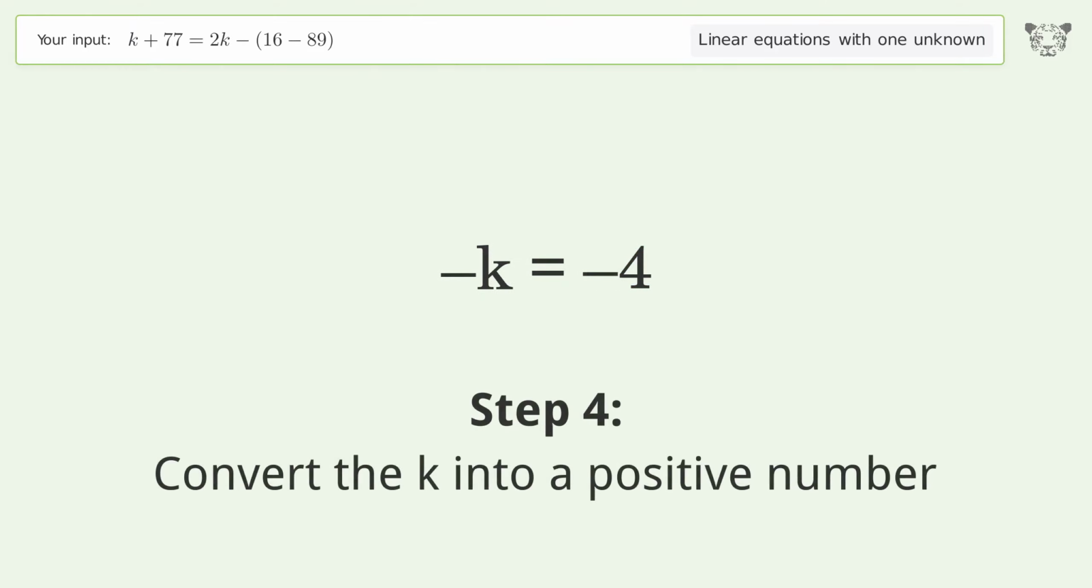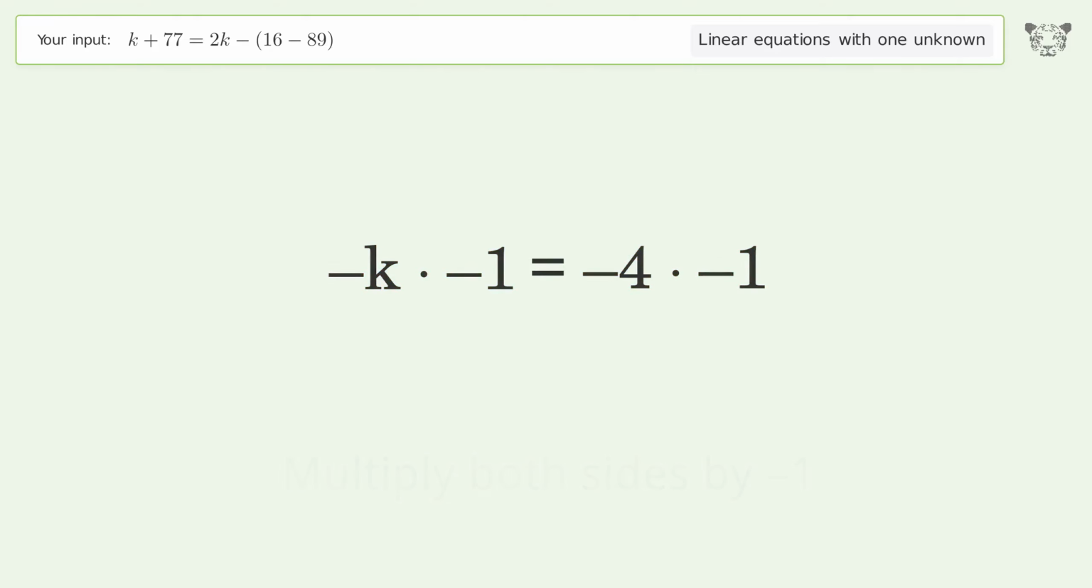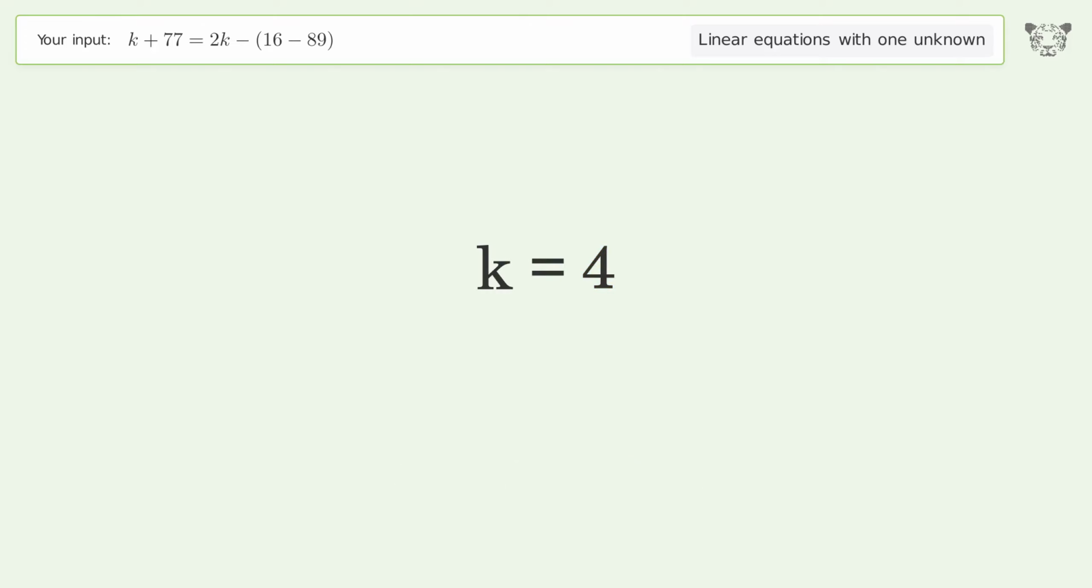Convert the k into a positive number. Multiply both sides by -1. Remove the ones. Simplify the arithmetic. And so the final result is k equals 4.